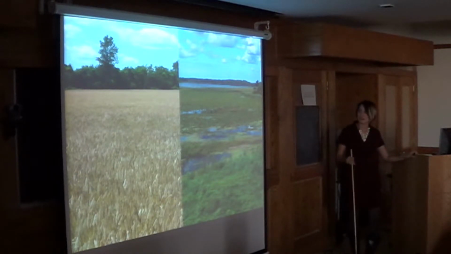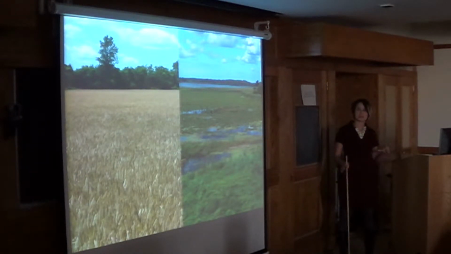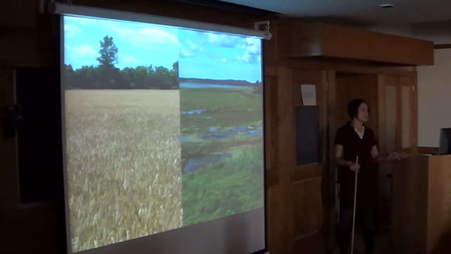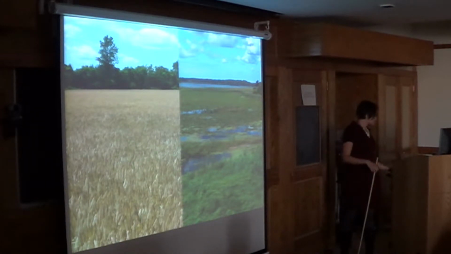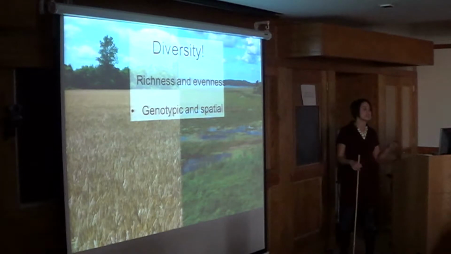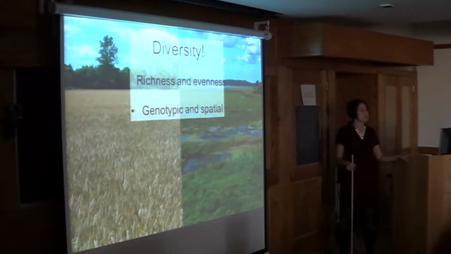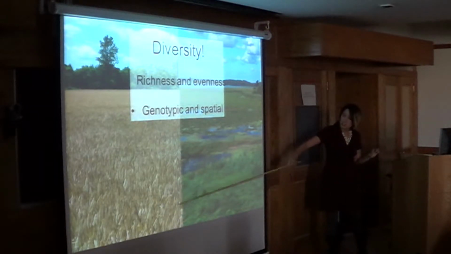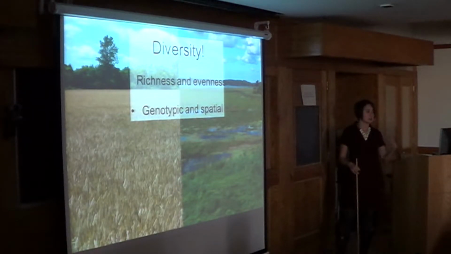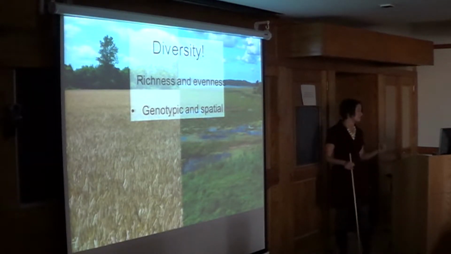But I think the biggest difference between agricultural areas, which are highly managed, and less managed, more natural areas, is diversity. This diversity is both the richness and evenness of species. The richness being the number of species that are there, their evenness being their abundance relative to each other. And it also happens on both a genotypic and a spatial scale. So if you think of this cornfield, there's probably just one species, but also one genotype. Here you're going to have a lot of different species, a lot of different genotypes within each species, and the spatial heterogeneity is much larger.